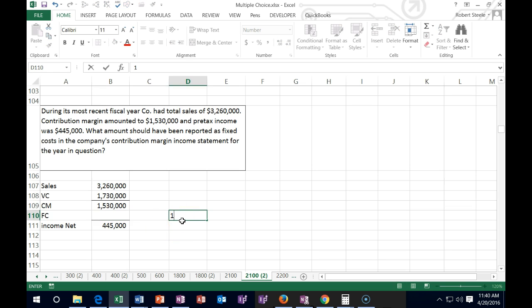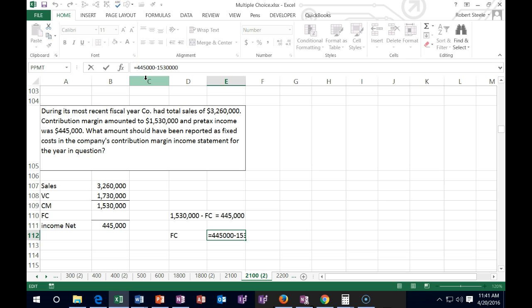We can say that it's 1,530,000 minus the fixed cost equals 445,000. If you write it down this way, you can see algebraically that it's a subtraction problem, because we're going to subtract the 1,530,000 from each side. So the fixed cost would equal the 445,000 minus the 1,530,000, and then we'd have to flip the sign, of course.